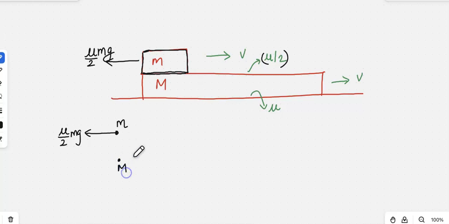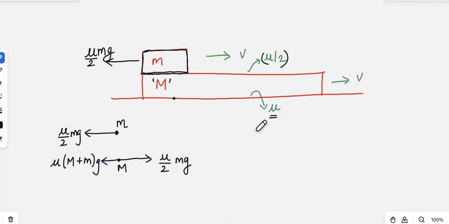If I see the free body diagram for the bigger block, there will be a rightward direction force mu by 2 mg because of the smaller block, right? Of course, every action has an equal and opposite reaction. So the small m block will push this capital M block forward. But now there is a friction between the bigger block and the ground as well, which has coefficient of friction mu. So it will be mu times capital M plus small m into g, that will be towards left direction.